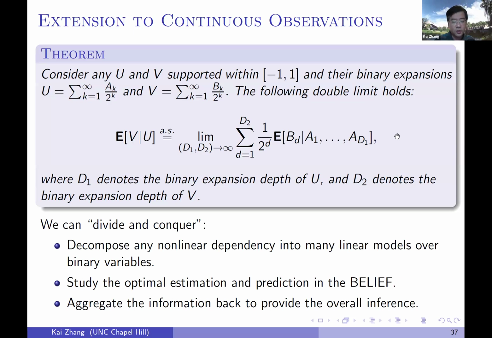The idea is that there can be any relationship between U and V. We can decompose this nonlinear, complicated relationship into many linear models over bits. And for each linear model, we know the optimal way to estimate and to make inference about parameters, and we can aggregate the information back to provide overall inference.